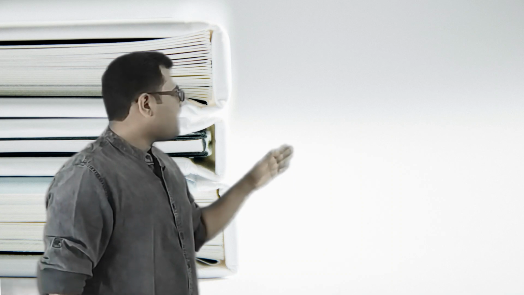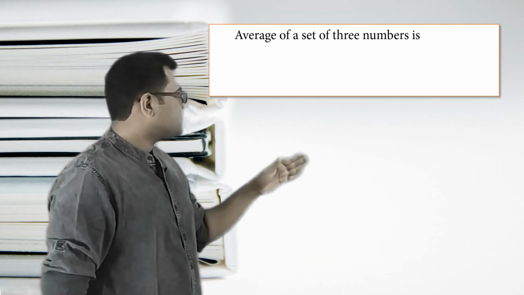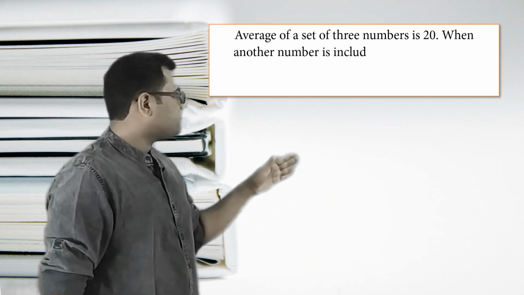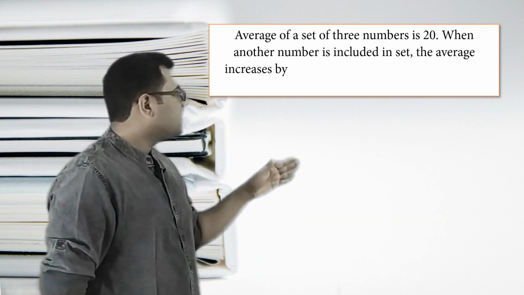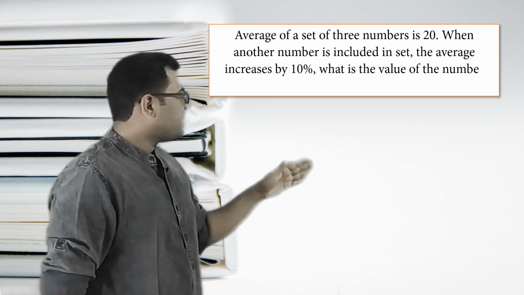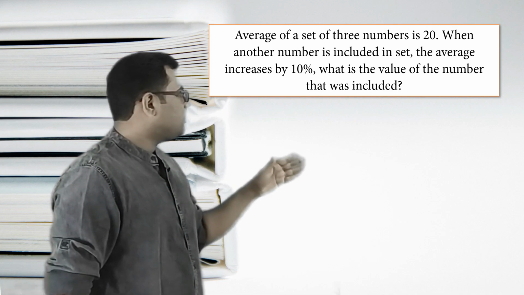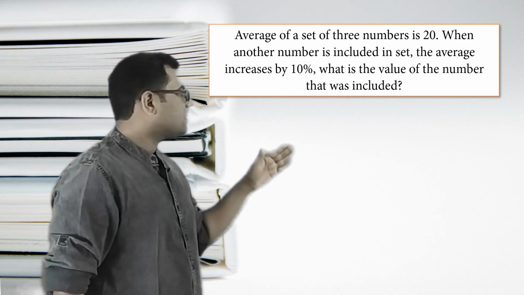Let's solve some problems on mean, mode and median. So the first problem is: the average of a set of 3 numbers is 20. When another number is included in the set, the average increases by 10%. What is the value of the number that was included?